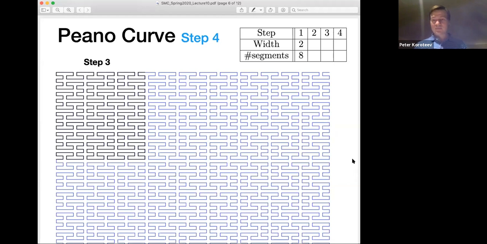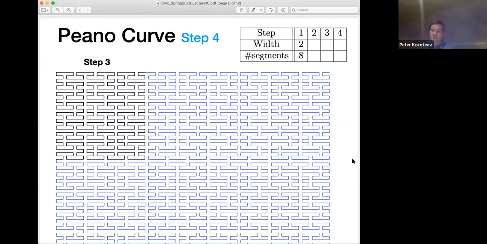Yep, absolutely. Good job. Right. So 8 is indeed 9 minus 1, and 26 is 27 minus 1, which is 3 cubed. So length goes as 3 to the power n minus 1, and number of segments goes as 9 to the power n minus 1.